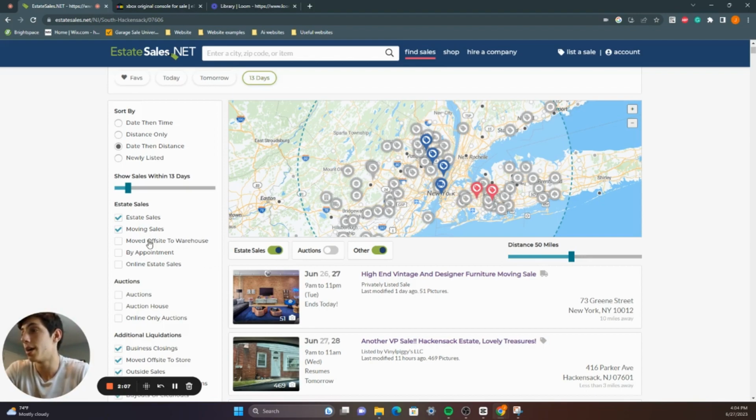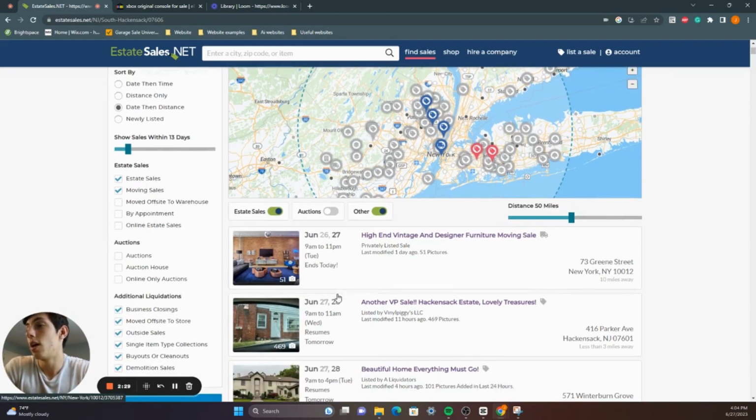And then I have these off: moved to offsite warehouse, by appointment, and online estate sales. These are just off because I like to focus on garage sales, and for me, I find that's where I can find the most profit. I do know you can make profits on these other types, like moved to offsite warehouse and by appointment only, but this is what's worked best for me.